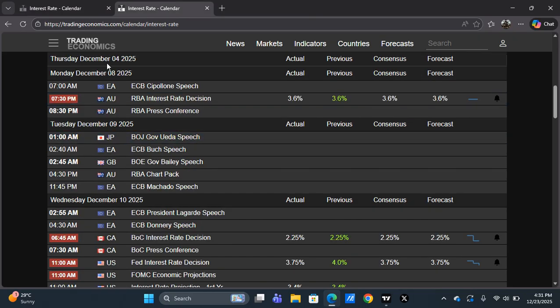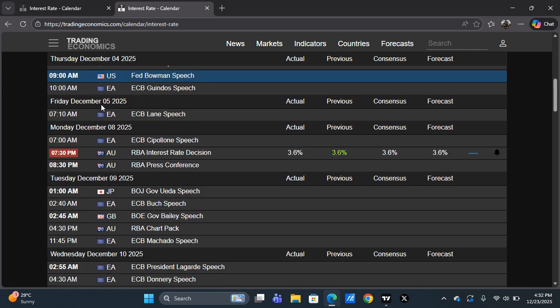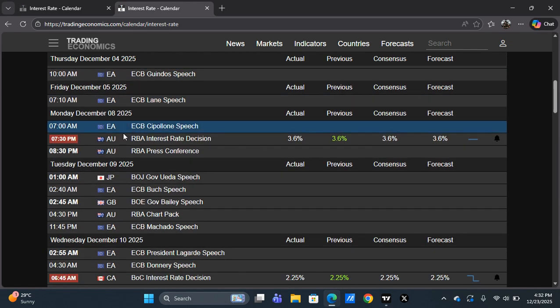Let's move into the month of December. Here we have all of those speeches and the chart pack from the Reserve Bank of Australia. Let's look into the date: December the 8th. Previously we had 3.6%, and they were forecasting 3.6%, which is the same as the previous. That means they are most likely to hold interest rates on the Australian dollar. So you can actually plan for this monetary policy divergence ahead of time.